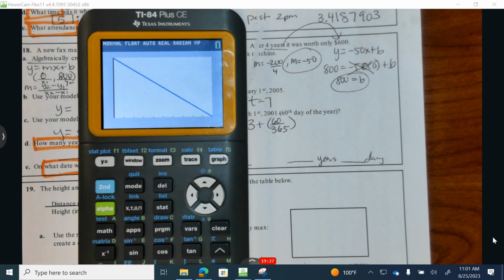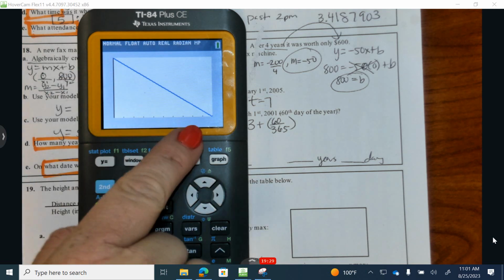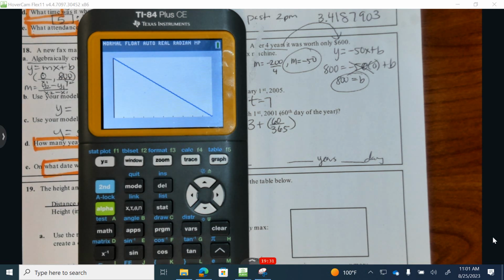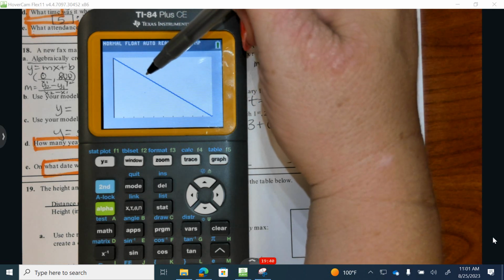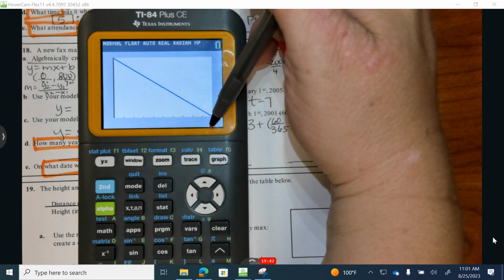Please put a red cup on top if you and your partner have a graph that looks like mine. This makes sense. The value of the fax machine decreases over time.